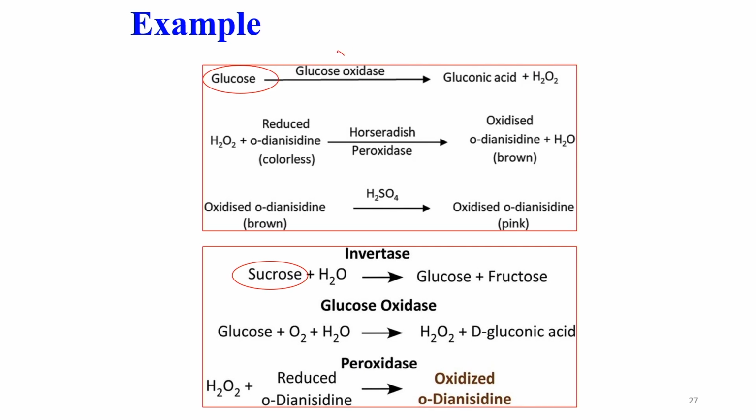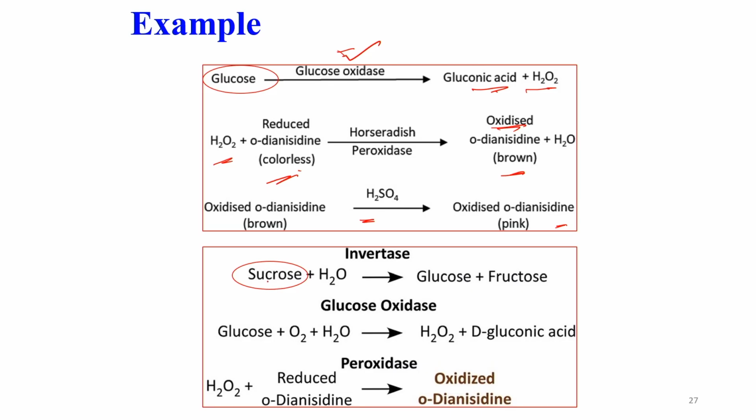Here you can just see how glucose is analyzed. The biological agent is glucose oxidase, which converts glucose to gluconic acid, and you get gluconic acid and H2O2. Further, H2O2 reacts with reduced dianisidine, and then it gets oxidized. It was colorless, now it becomes brown, and further this brown color in the presence of sulfuric acid becomes pink.